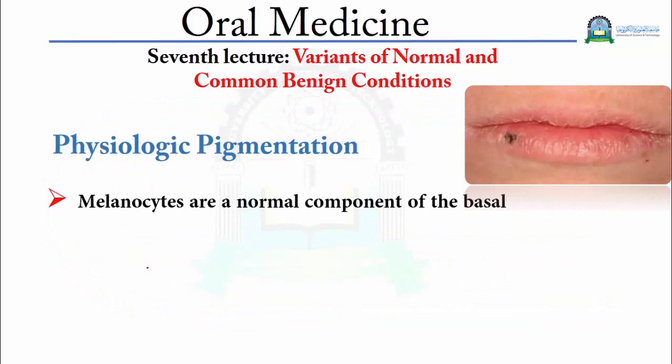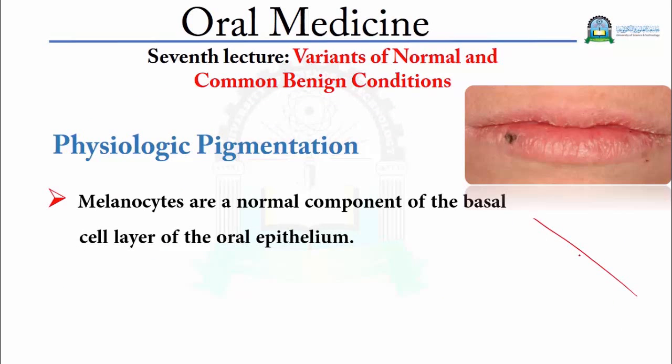The first one is the physiological melanin pigmentation, or physiological pigmentation. As we know, in the histology, we have the epithelial cell layer and then the connective tissue. This is the basement membrane. At the basement membrane, we have a basal cell layer, and then we have the superficial layers of the epithelium, as we studied in the histology. This is the epithelium and this is the connective tissue.